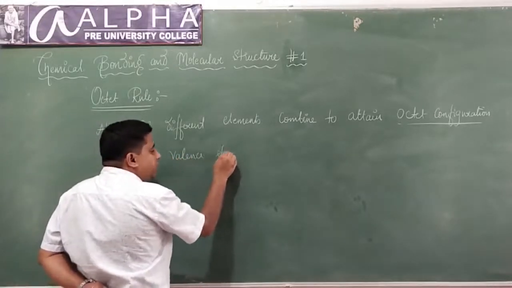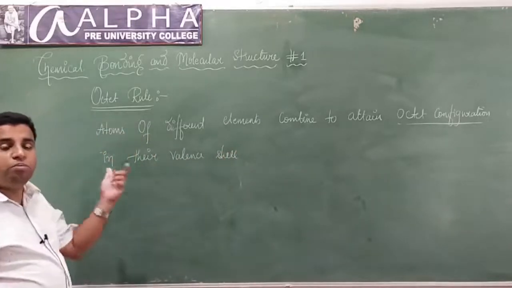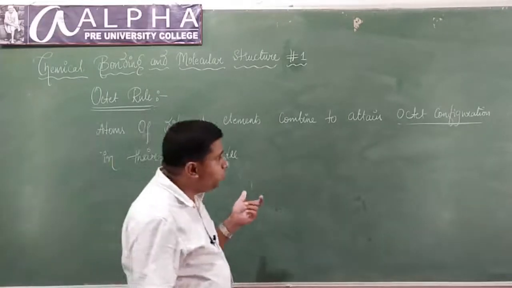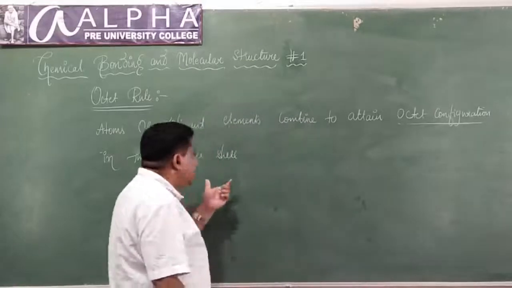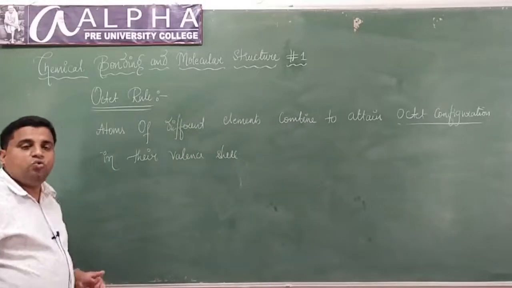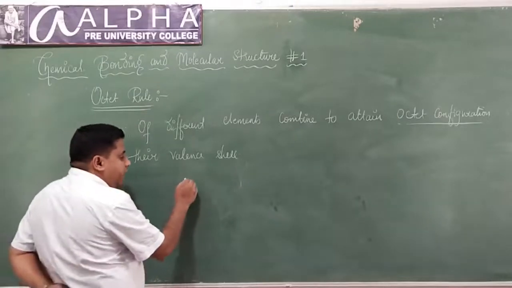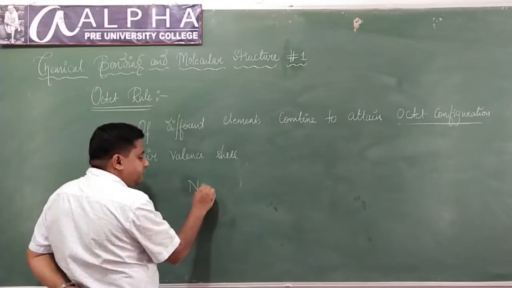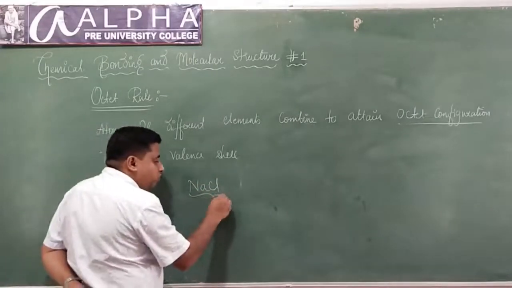Are you getting my point? Why do atoms of different elements combine to form compounds, or to form molecules? In order to attain octet configuration in their valency shell, isn't it? For example, if I take sodium chloride, how is the sodium chloride molecule formed?